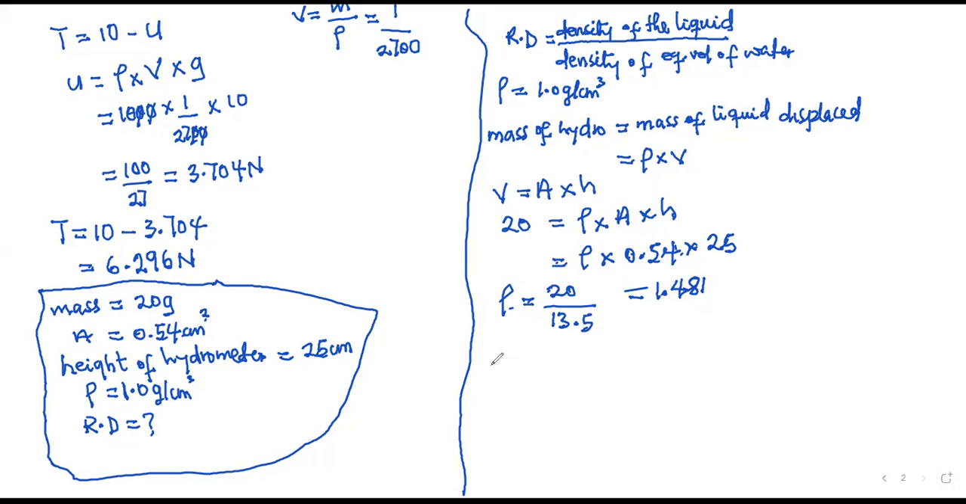And once we have the density of the liquid, it means that RD is equal to the density, 1.481, divided by the density of equal volume of water, which is 1. Don't forget RD has no units. So we have 1.481 as the relative density of the liquid. I hope that is understood. Class, is that understood? Yes, sir. All right.